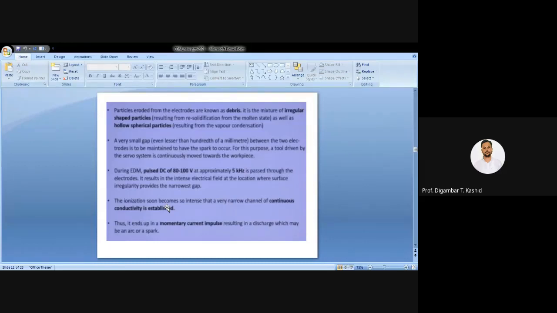Again, during the EDM operation, pulsed DC of 80 to 100 volts is used, and the frequency is approximately 5 kilohertz.